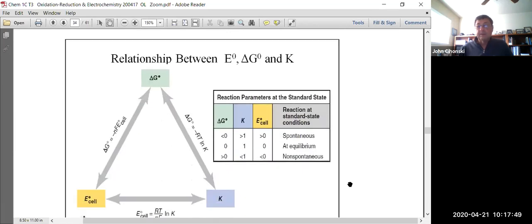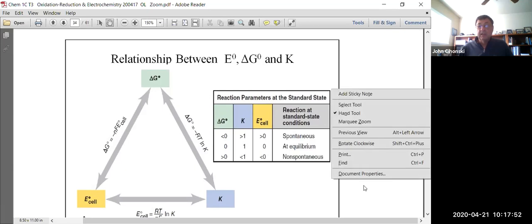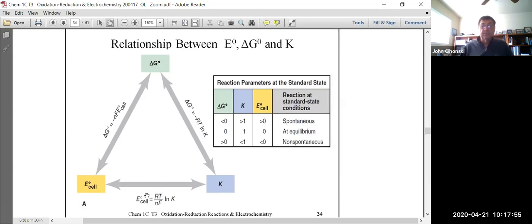Now, again without going into derivations, let us look at the relationship between delta G, delta E, and the equilibrium constant. So this is what we just got done talking about. Delta G equals minus nFE superscript 0, okay? And if you remember from thermodynamics, or if you went back and looked, you would see that delta G superscript 0 is equal to minus RT natural log K.